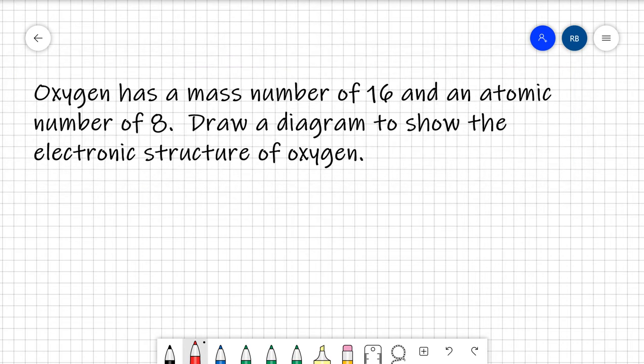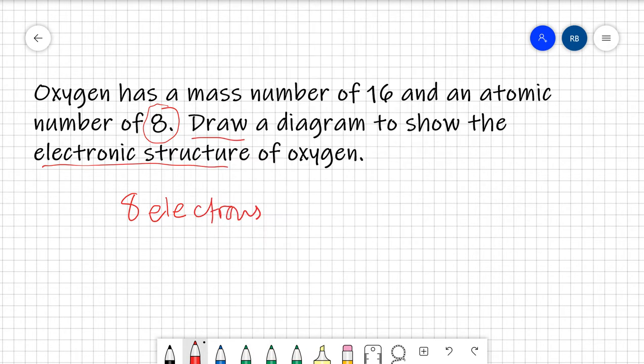Okay, hopefully you used the clues from the first one. The information we need is the information here, this atomic number of 8. We said before that is the number of protons. However, it is also for an atom the number of electrons. So we have for an oxygen atom 8 electrons. And we're asked to draw the electronic structure.